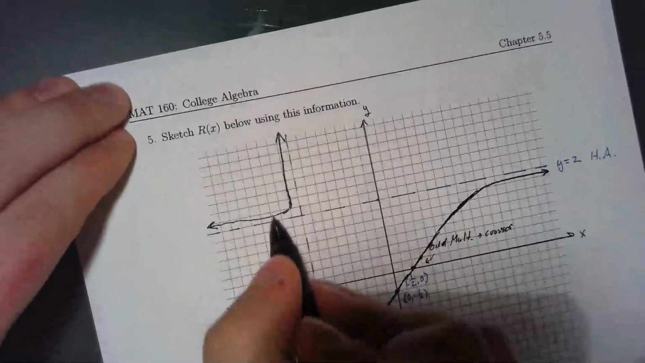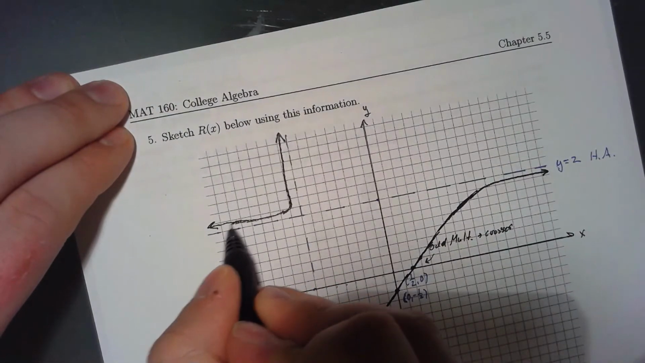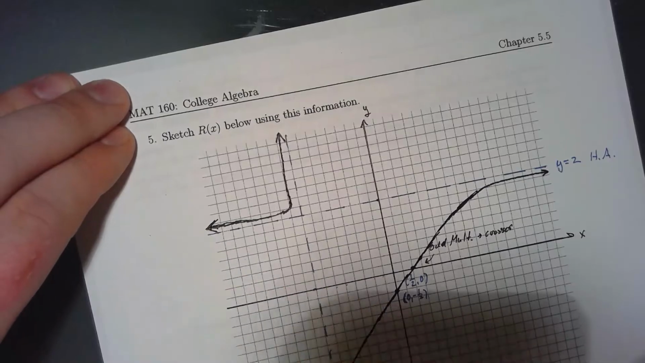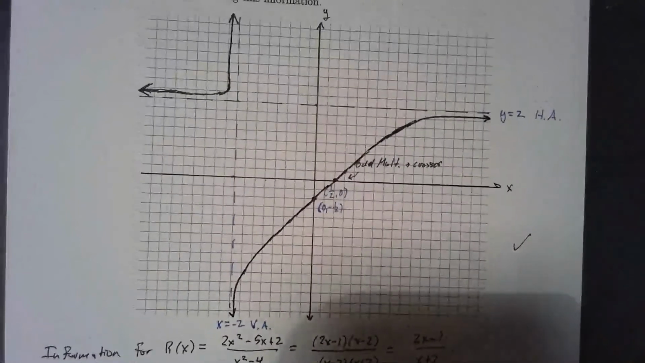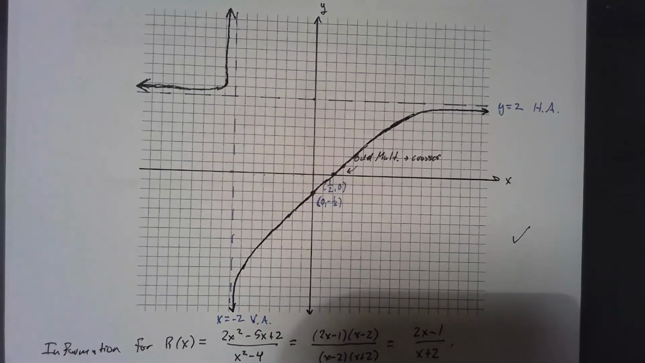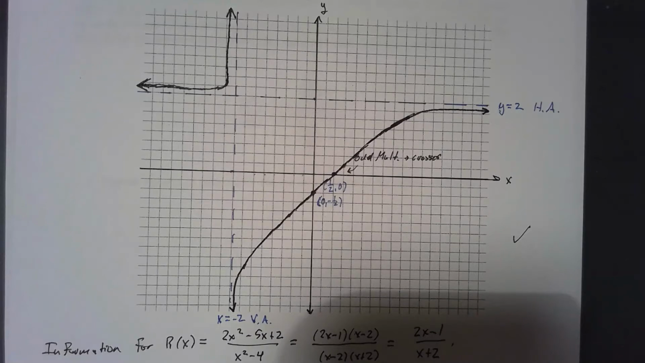So it has no choice but to shoot out to the left like this forever. As it comes down, it's going to shoot out like that towards negative infinity. And that right there is the graph of my rational function. So, you know, graphing it is okay. It can take a little time to do, but it's really not that big of a deal, to be honest.